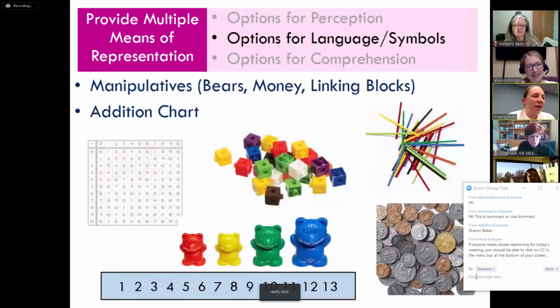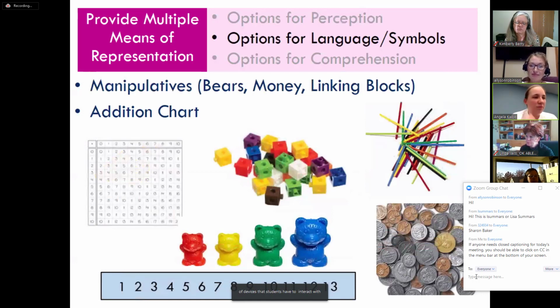So we're going to move on down towards, again, we're looking still at the multiple means of representation of what you want students to learn. So we're going to move on down to options for language and symbols. When you're looking at options for language and symbols, it's very good to think about the type of devices that students have to interact with the task at hand.